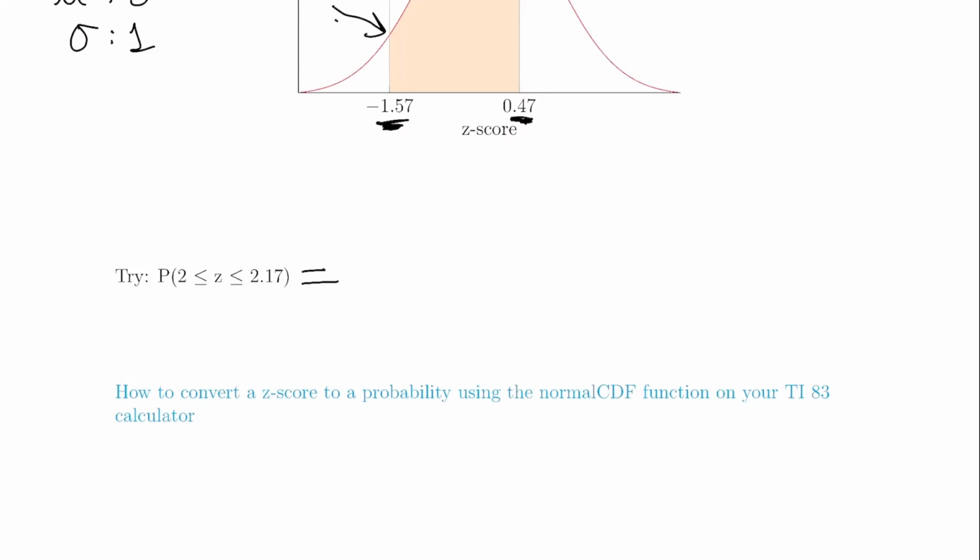Yeah, so for this one, you should be getting 0.007. And that's it for that last problem. Any question for that last problem?